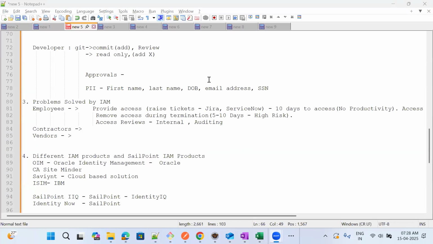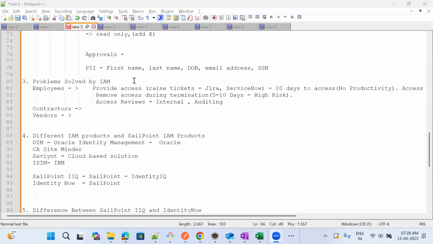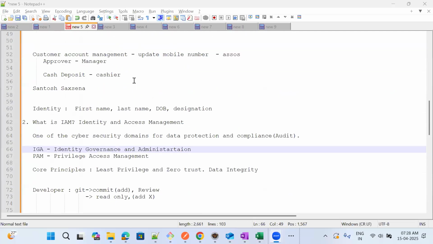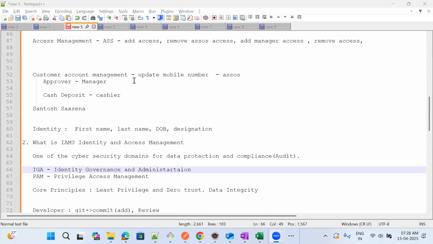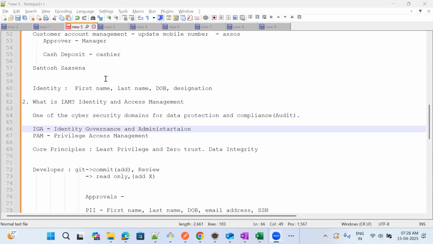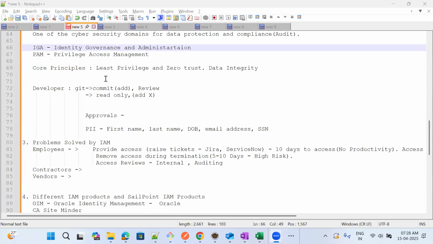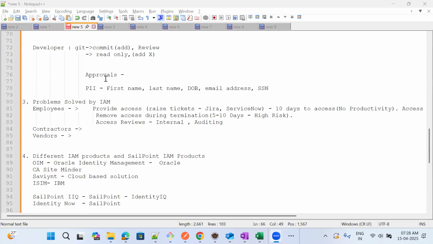Thank you. Okay. So first, we got to know about a brief intro on SailPoint, and we also got to know it's part of the IAM domain, and we have also seen some of the core principles, right? First of all, why do we need SailPoint IAQ? So what is the purpose of SailPoint IAQ?